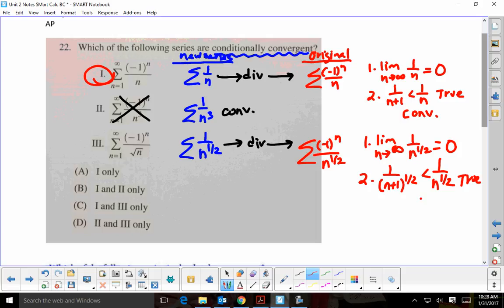So again, I got this guy too. Converge. So that one is also conditionally convergent. So my answer is C. Okay. Okay, try the next one with your buddy.